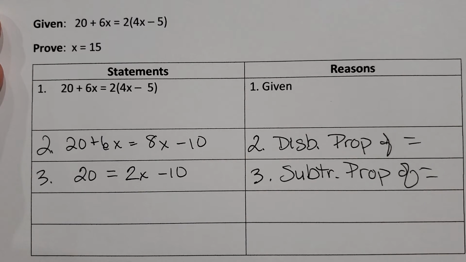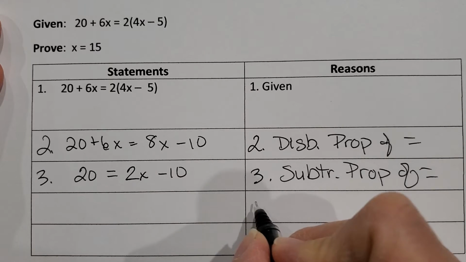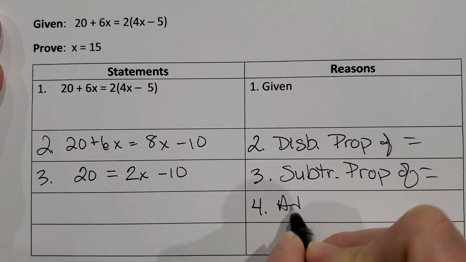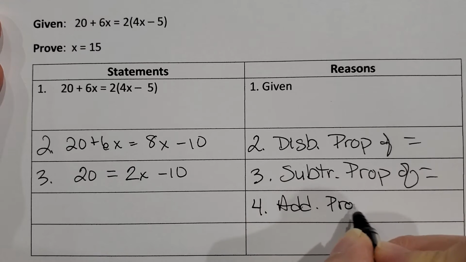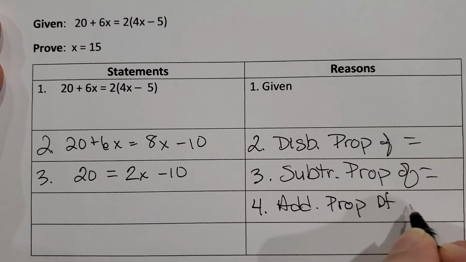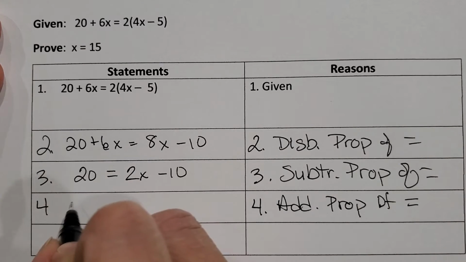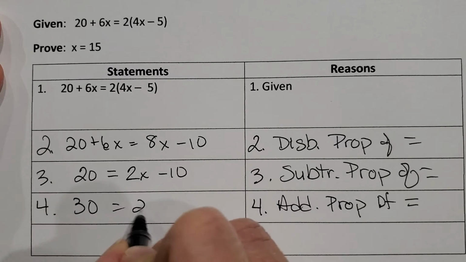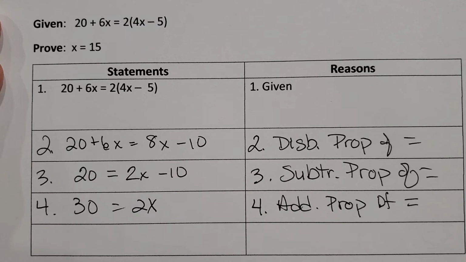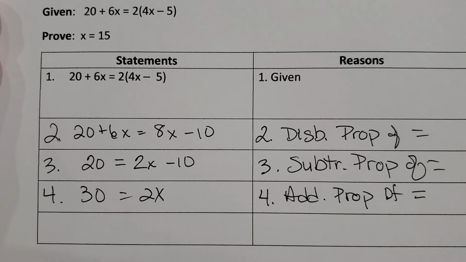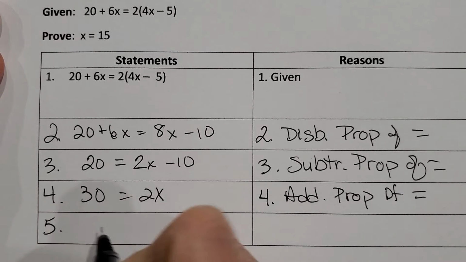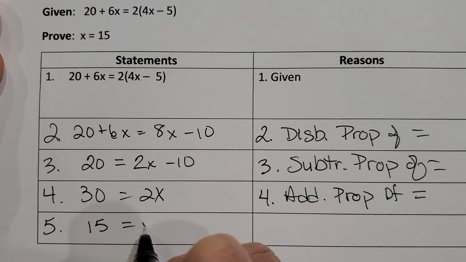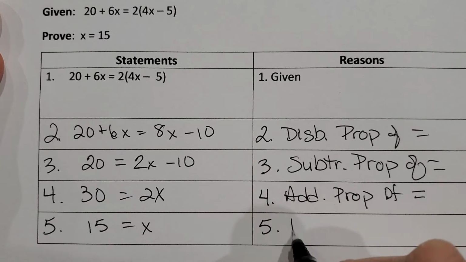Okay, what do I have to do next? Now I have to move my constants to the left side. So I'm going to add 10 to both sides. And when I add, that's going to be the addition property of equality. So I'm going to get 30 equals 2x. Next, I'm going to divide both sides by 2. And that, you guessed it, is called the division property of equality.